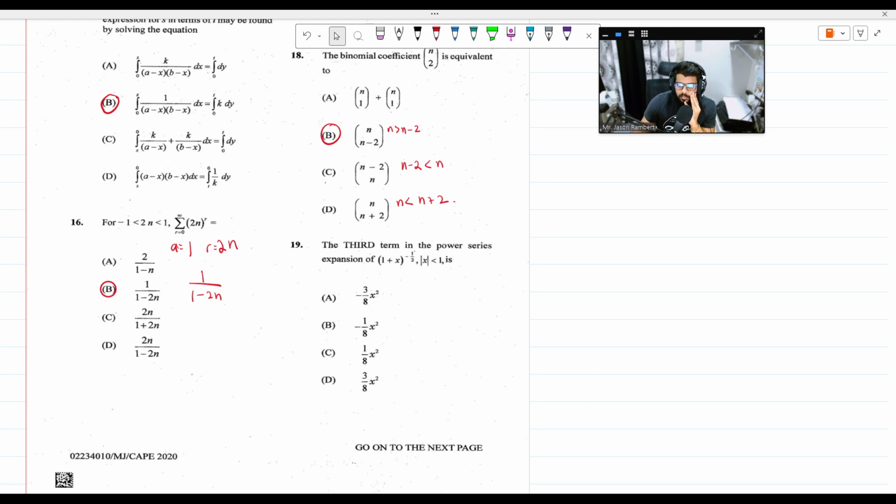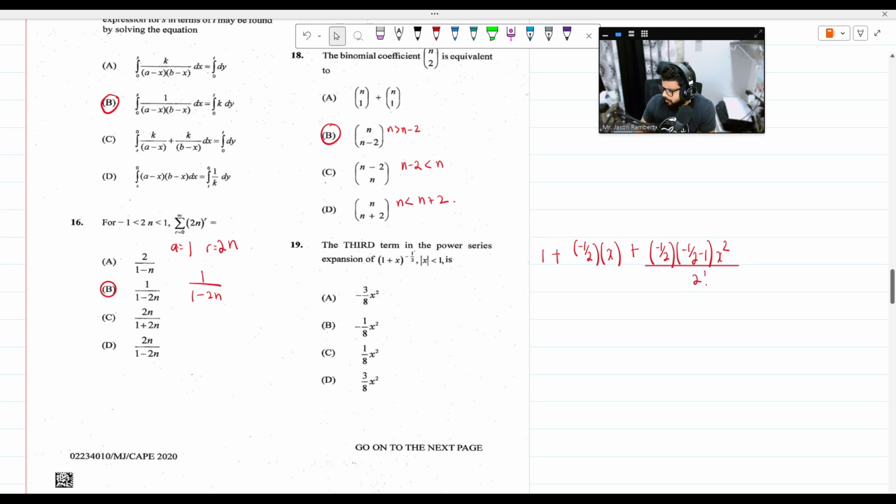The third term in the power series expansion, that is to the power minus a half, where the modulus of x is less than 1. So when we expand, we're going to get 1 plus n of x, n of x minus a half by x, plus the third term, which is this term, minus a half into minus a half minus 1, n into n minus 1 into f of x squared, which is going to be x squared over 2 factorial.